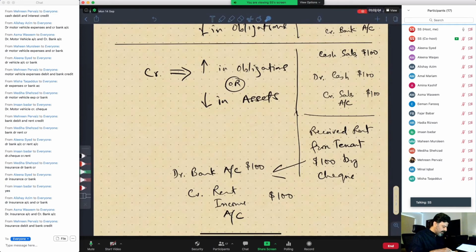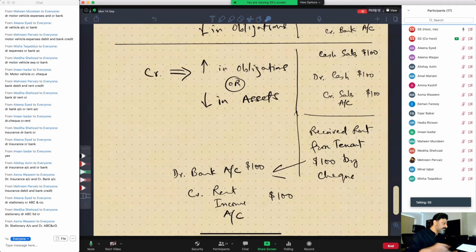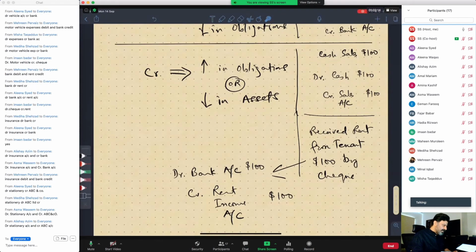Bought stationery on credit from ABC and Company, right? So bought stationery on credit from ABC and Company. Asma, very good. Madiha, very good. Alina Sayed, very good. We will debit the stationery account and we will credit the ABC and Company account. Why are we debiting stationery account? Stationery account is an expense. It is increasing. It is also causing our stationery inventory to go up. And why are we crediting ABC Company? Because our obligation towards ABC and Company is increasing.